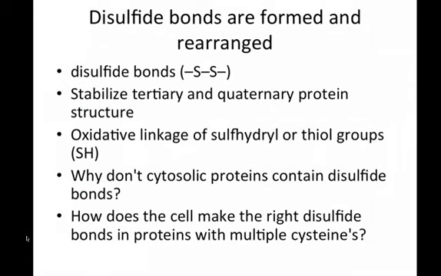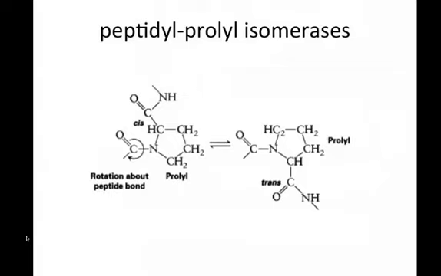So why disulfide bonds? What do these do? They're stabilizing protein structure, right? We talked about this. Okay, so then there are peptidylprolyl isomerases. And what they do is they rotate amino acids around the peptide bond to help with folding.